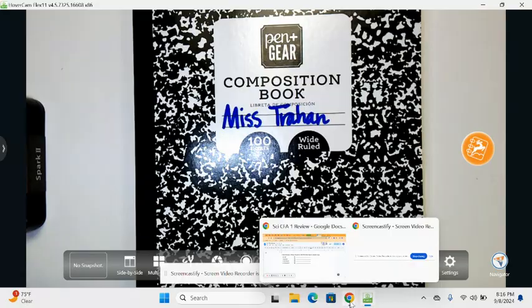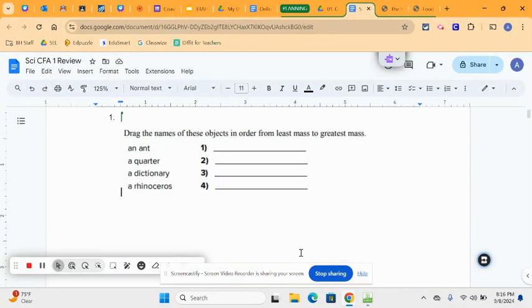Let me go back to the question again. It says drag the names of these objects in order from least mass to greatest mass. So we have an ant, a quarter, a dictionary, and a rhinoceros. The video is going to pause, but you're going to pick the one that has them in order. Remember, from least mass, the smallest mass, to greatest mass, the largest mass.